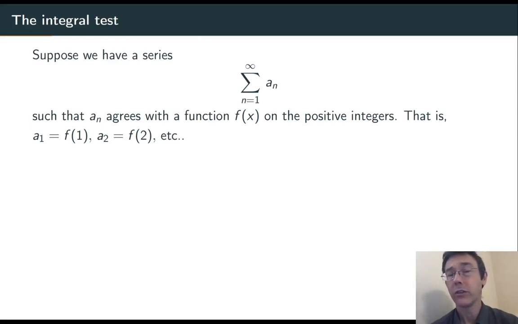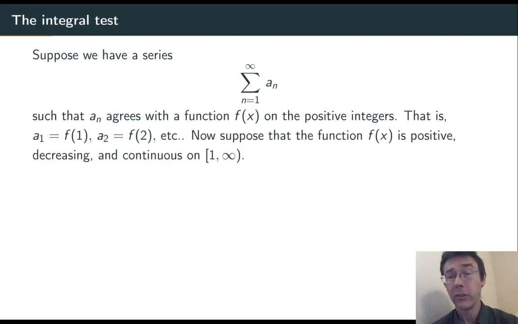Suppose we have a function that agrees with that series. That's just a fancy way of saying take out the n's and replace them with x's, to get a function f of x. The difference is that it's supposed to be defined for all x values, not just for the positive integers. Now suppose that that function is positive, decreasing, and continuous for x greater than or equal to 1.